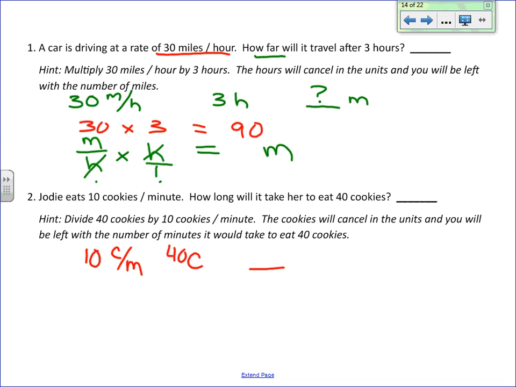And what we don't know is the time. How long will it take her? Which means we have an unknown number of minutes. So we have a c over m and a c. How do we get an m out of that? Multiply them together? If we took c over m times c, we would get c squared over m. So it's not multiplying.